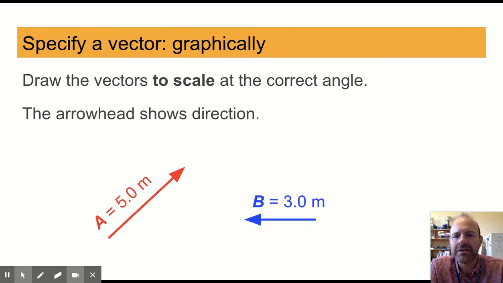So to specify a vector graphically, you have to draw things to scale. This vector that is 5 meters long is, of course, longer than the vector that is 3 meters long, and then the actual direction they point is the direction we are talking about.